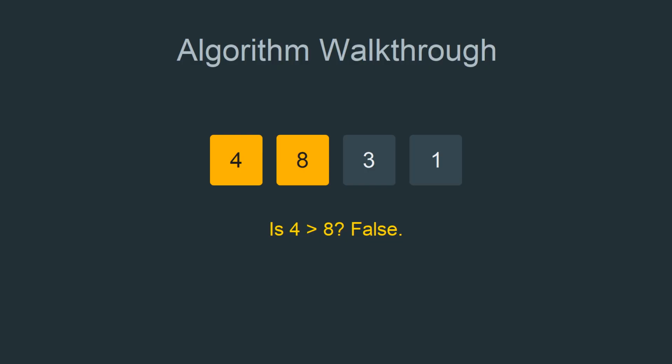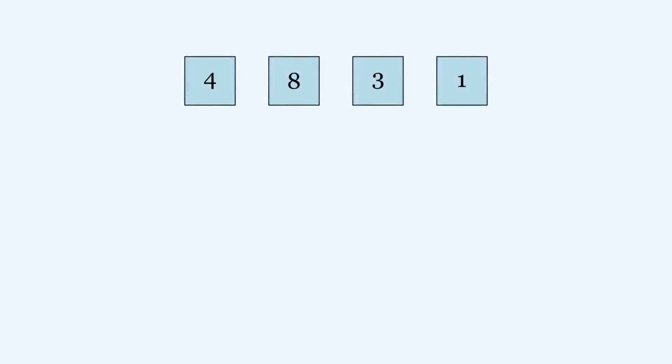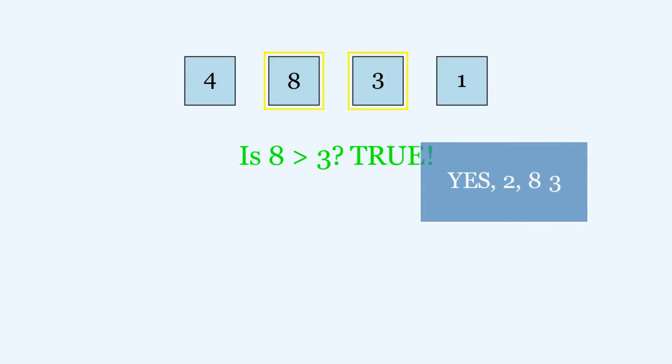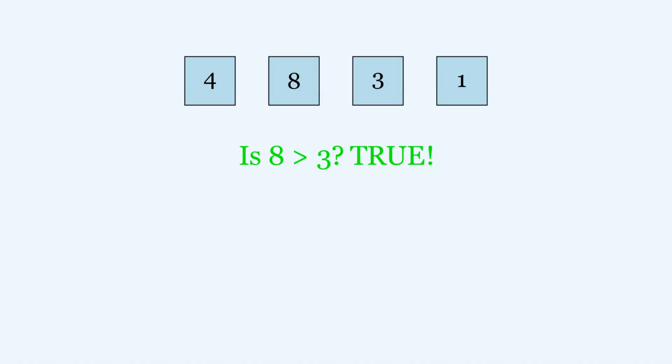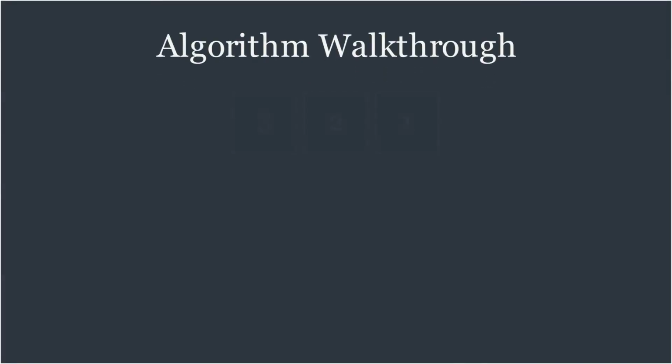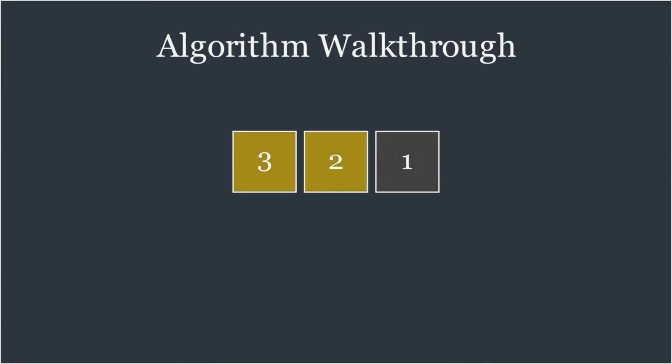Check i equals 0, a sub 0 equals 4, a sub 1 equals 8. Is 4 greater than 8? False. Check i equals 1, a sub 1 equals 8, a sub 2 equals 3. Is 8 greater than 3? True, we found an inversion. Output yes, then 2, then 8, 3, and we are done for this test case. A equals 3, 2, 1. Check i equals 0, a sub 0 equals 3, a sub 1 equals 2. Is 3 greater than 2? True, we found an inversion. Output yes, then 2, then 3, 2, and we are done.